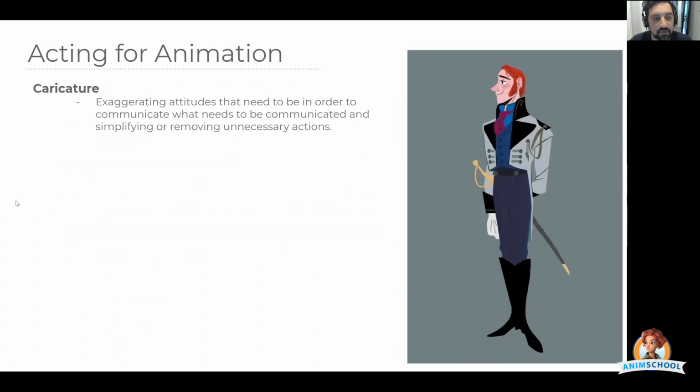So there is another aspect to acting, which is caricature, and that is exaggerating attitudes that need to be in order to communicate what needs to be communicated, and simplifying or removing unnecessary actions. So when we're looking at reference, for example, you don't often want to copy it frame for frame exactly, because live action, life, has lots of little details that make sense because it's real life. But in animation, you want to refine those movements and find only the ones that you need in order to tell your story.